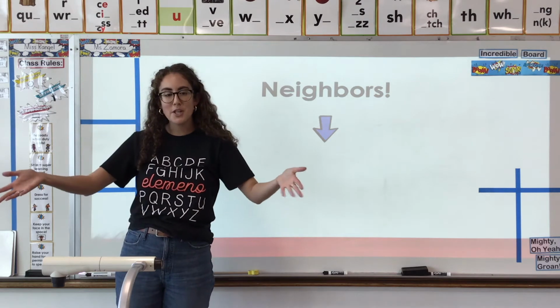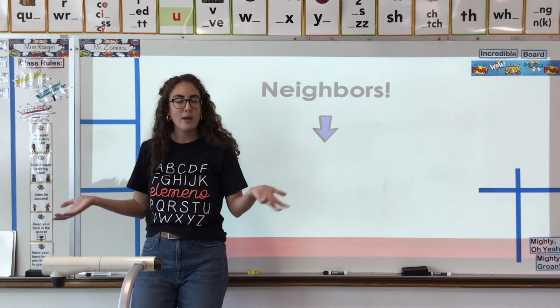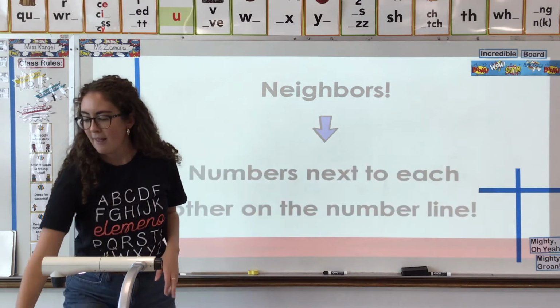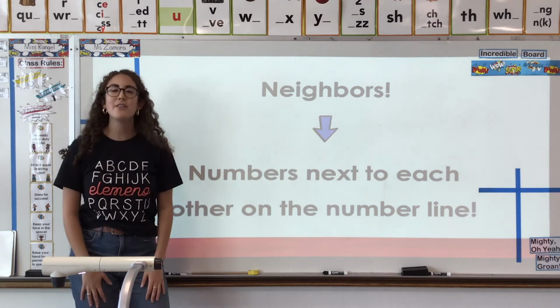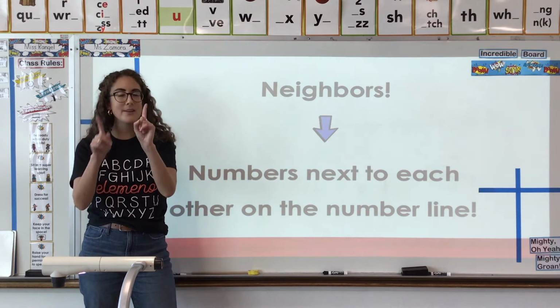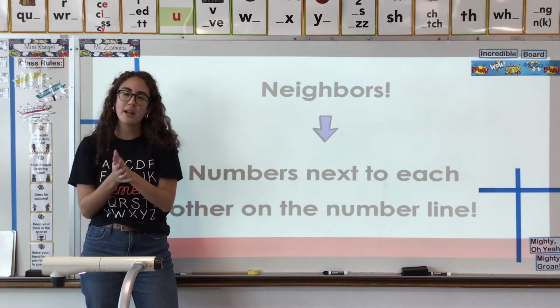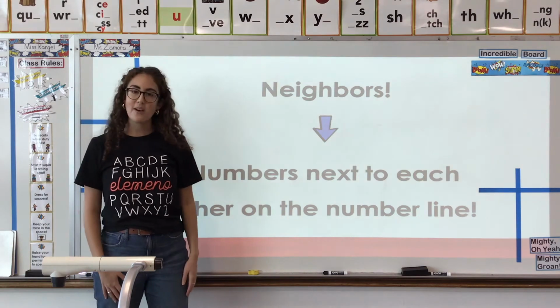Who lives close to you, who lives next door to you. So that has to do with what neighbor facts are. They are numbers next to each other on the number line. So neighbor facts are when two numbers that are right next to each other on the number line are added together. Those are called neighbor facts.